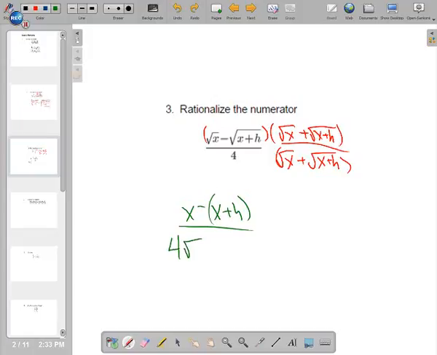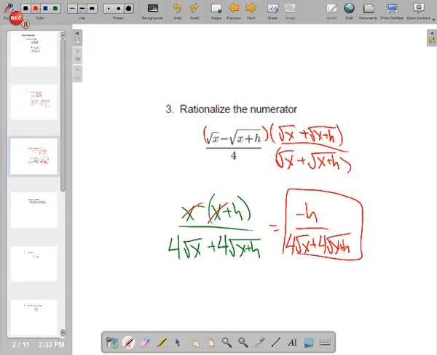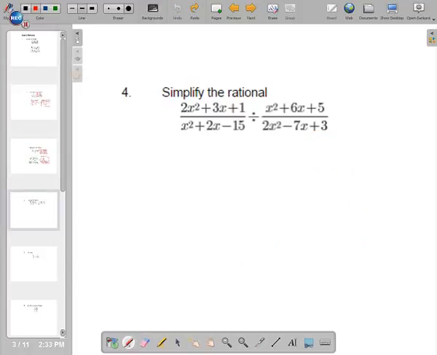In the denominator, I have 4 radical x plus 4 radical x plus h. And when you distribute the negative, the x's are going to cancel out, and you'll have negative h over 4 radical x plus 4 radical x plus h, and that's your answer. So simplifying the numerator, sometimes that's a handier thing to have than simplifying the denominator. You guys will see that when you get to calc.